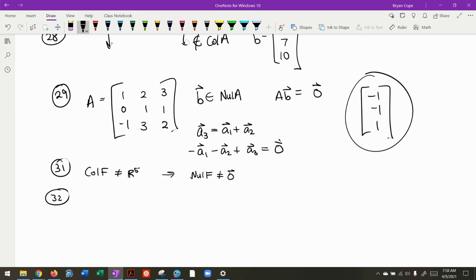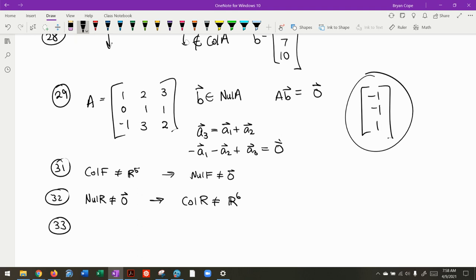32. If R is a 6 by 6 matrix and null R is not the 0 space. Okay, so null R is not the 0 subspace. What can you say about col R? So if null R is not the 0 subspace, that means we have at least one free variable, which means we don't have 6 pivots. So col R is not equal to R3. In other words, the column space does not span all of, or did I say R3? I meant R6.